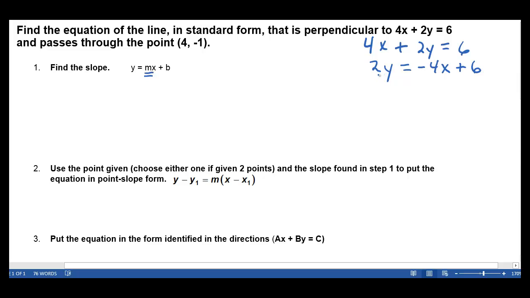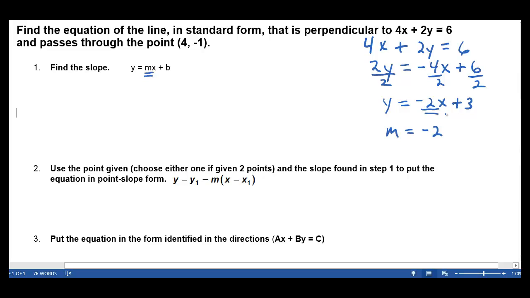We're solving for y, so we need to divide each term by 2. So y would equal negative 4 divided by 2 is negative 2x, and positive 6 divided by 2 is a positive 3. So we have it in slope-intercept form, so we know the coefficient of our x variable, the negative 2, is our slope.